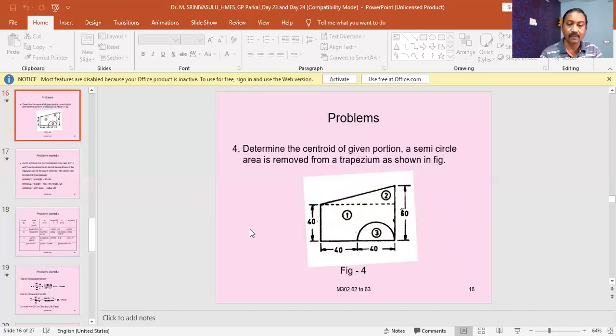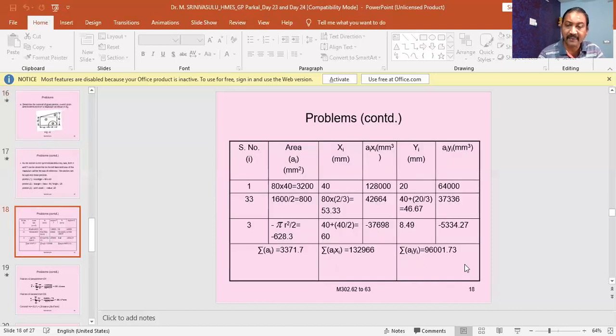Now coming to the Y2. Y2 means for the triangle, from this base we have to take, because this is the x-axis. Generally for the triangle, from here to here, it is h by 3. Here the height of the triangle is 20. So 20 by 3 from this point, but we require from this point. So we have to add 40 plus 20 by 3. So 40 plus 20 by 3 is becoming 46.67, and the term A2 into Y2 is equal to 37,336.